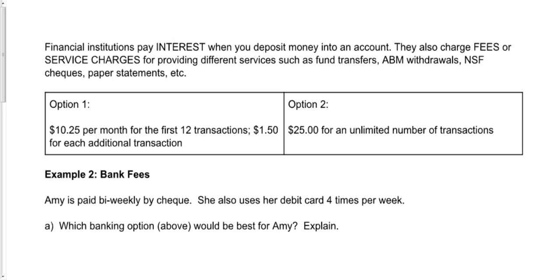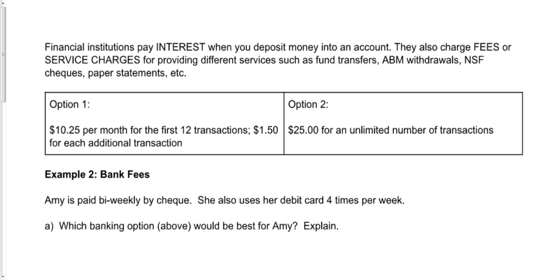However, they also will charge you fees or service charges because they will provide different services that go along with your bank account. So there may be some insurance components to it. You may be transferring funds from one bank to another. You might be withdrawing money from different ABM machines around the world.